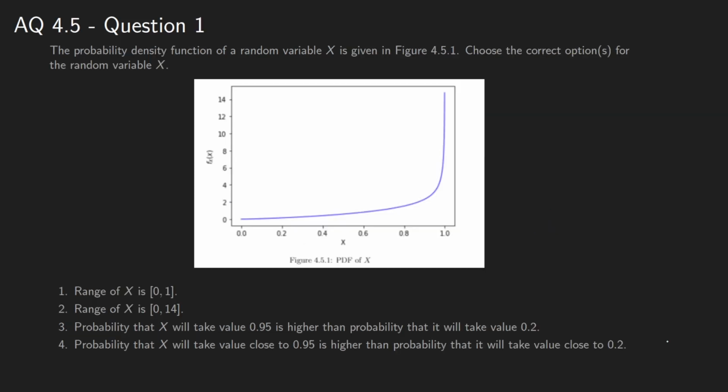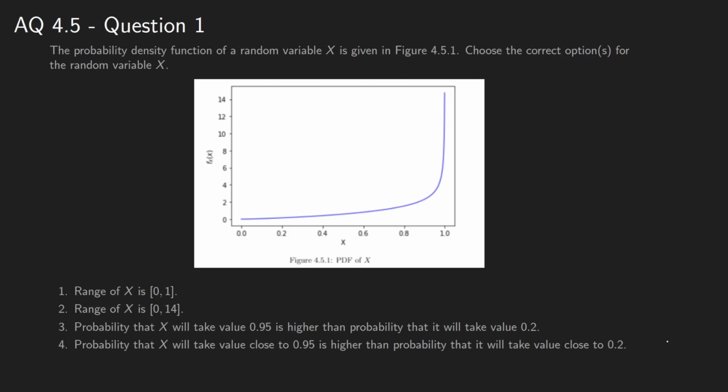This is question number 1 from activity questions 4.5. The probability density function of a random variable x is given in the figure. Choose the correct options for the random variable x. So this is the PDF of a random variable x. The first option says that the range of x is between 0 and 1.